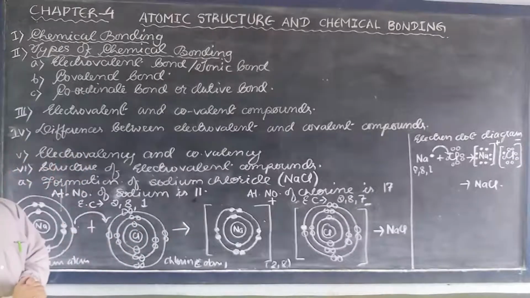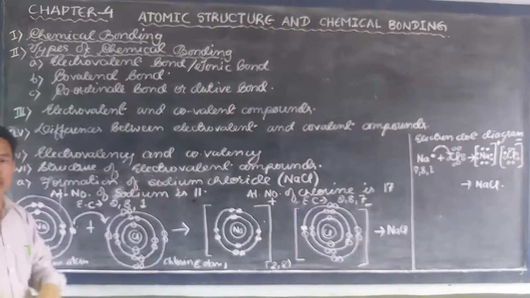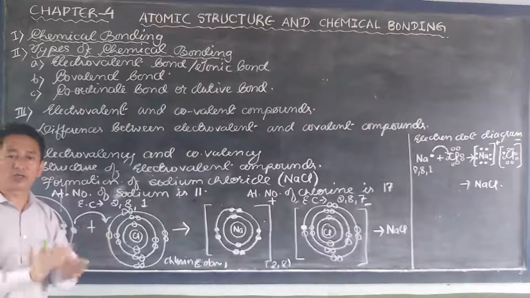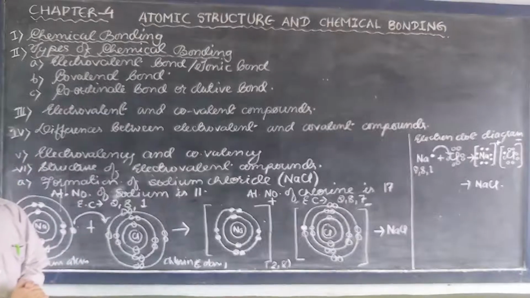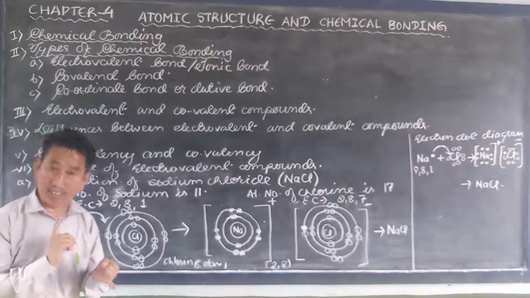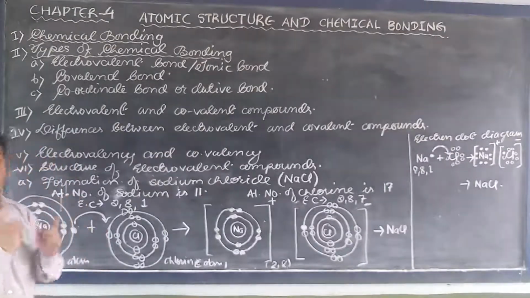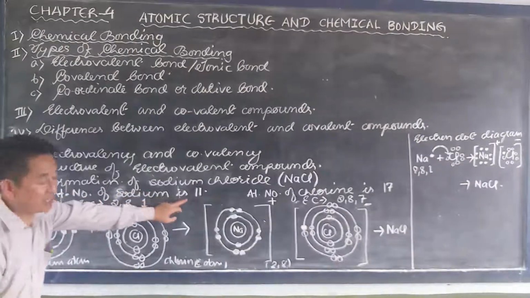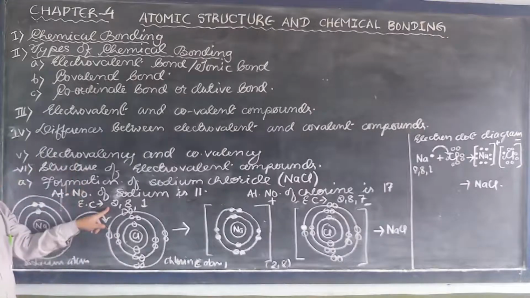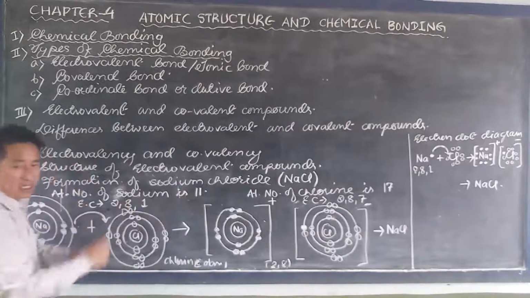Electronic configuration means the arrangement or distribution of electrons to the respective cells, and there are certain rules for the accommodation of electrons. First cell accommodates only 2 electrons, second cell 8, third cell 18, fourth cell 32, and so on. Here the atomic number of sodium is 11. So its electronic configuration: first cell 2, second cell 8. 2 plus 8 is 10. 11 minus 10 is 1.